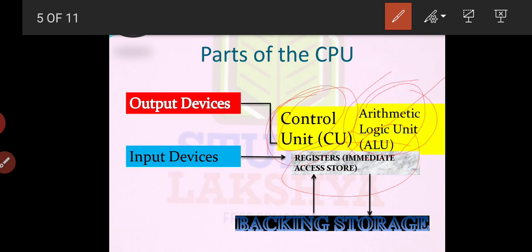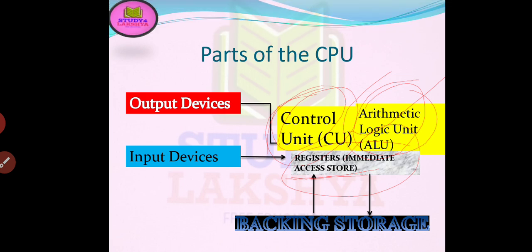Logical operation means greater than, less than, or comparing any two numbers or values. All these things are done by the logical unit. And this register is an important part. It is the fastest memory, where the processing data is stored, meaning it is a temporary memory. Data from RAM goes to these registers. Okay, we'll see all these things one by one.